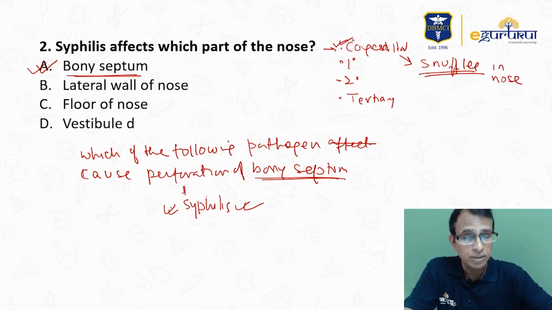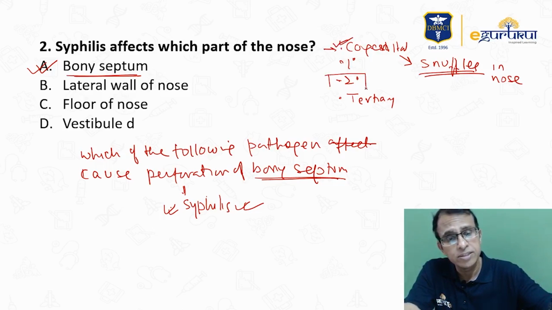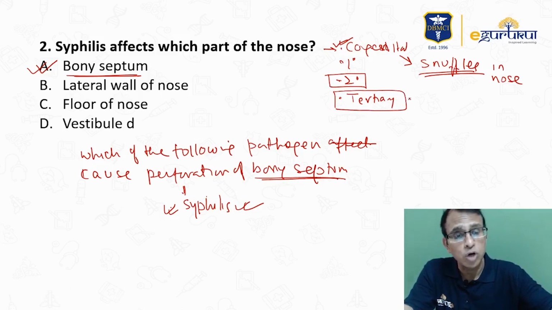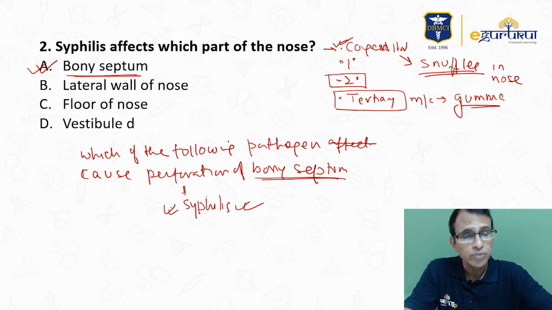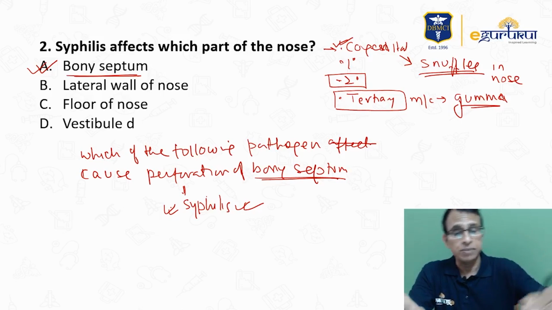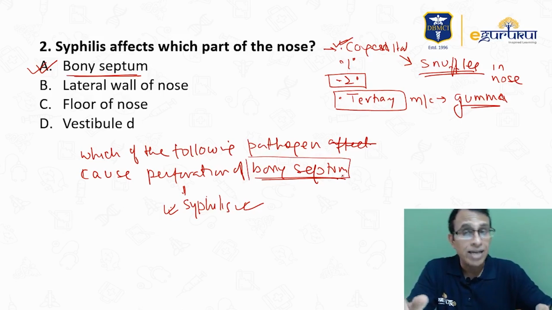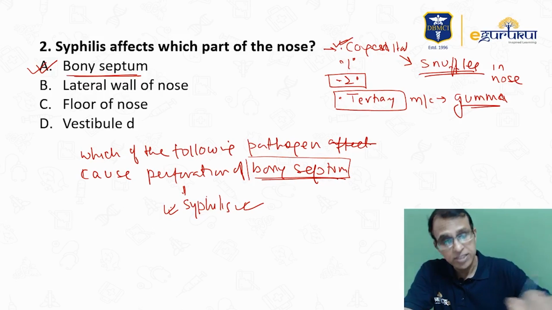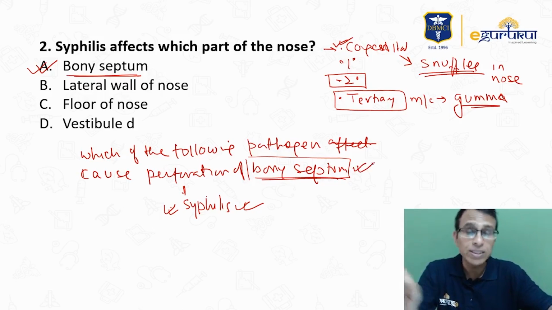Acquired syphilis, after birth, affects the nasal tissues either in the secondary stage or in the tertiary stage. Tertiary stage is more common, and they have what is called gumma. They are swellings. You must know gummas from your skin. They are gummas in the nose, and these gummas can affect any part of the nose. It is not that the gummas of tertiary syphilis will only affect the bony septum. No, it can affect the lateral wall, floor, septum, any part of the nose, but most commonly it affects the bony septum. And that's why this question is very, very important.